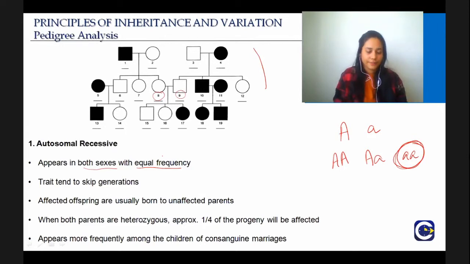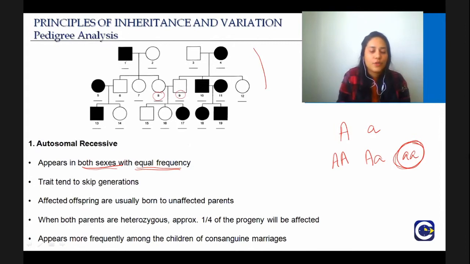Let's come back. So this autosomal recessive disorder appears in both the sexes with equal frequency. When we say equal frequency, don't just start counting, 4 here, 5 here. No, that is not equal frequency. It is close to 50-50.